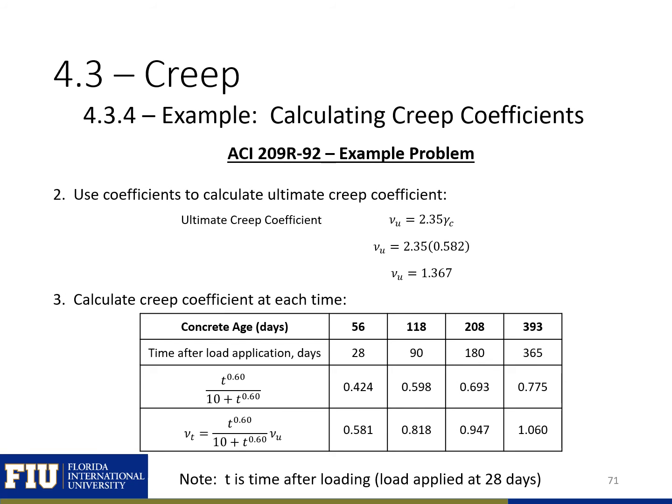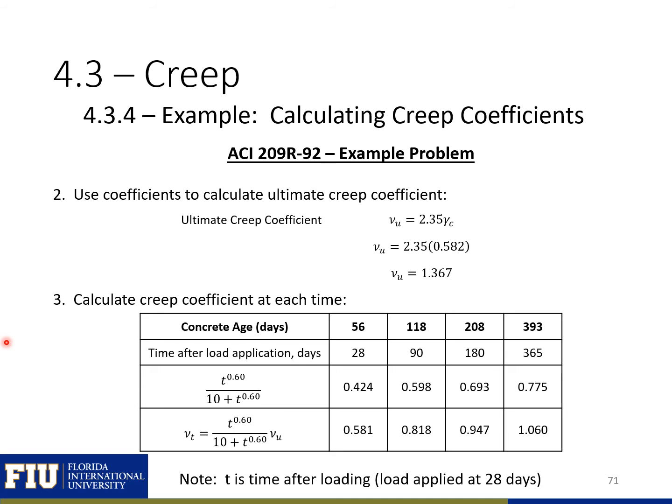So the second step is to use the coefficients to calculate the ultimate creep coefficient. We'll take 2.35 times all of the factors on the previous page. If we look at all the factors times each other, we'll get 0.582. So our ultimate creep coefficient, nu sub u, is 1.367.